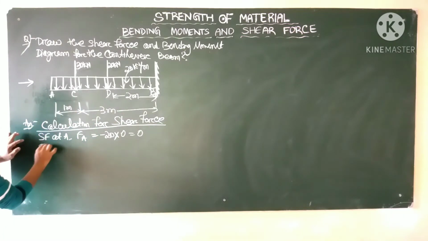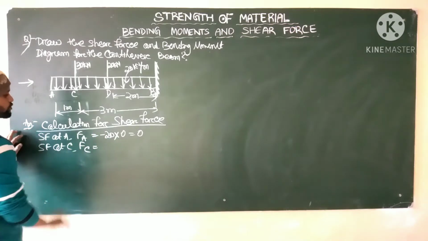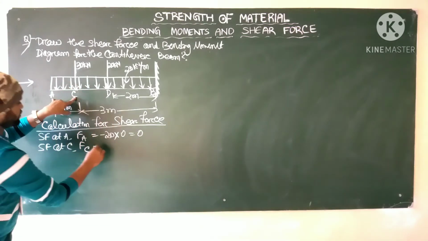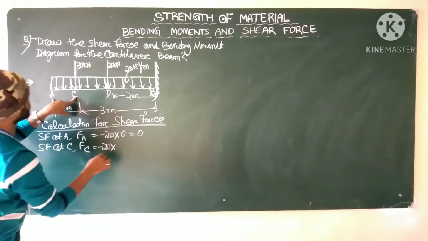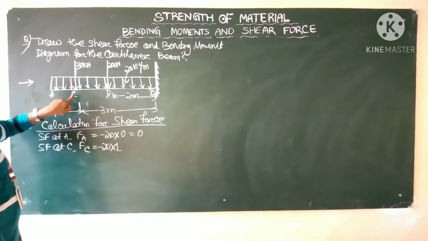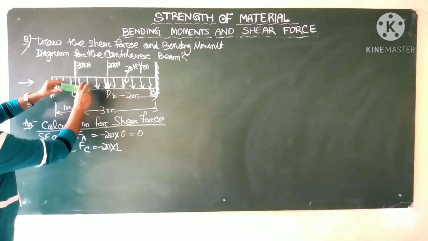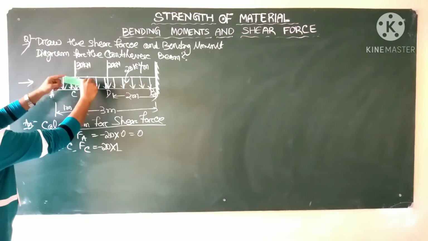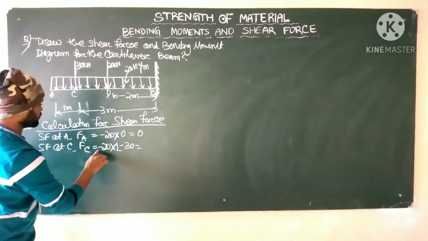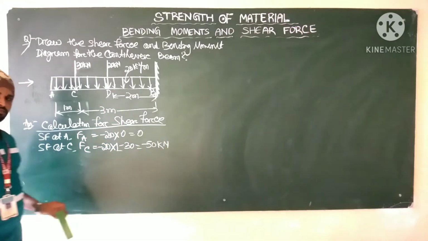Next, after A, point C comes. So shear force at C, that is FC equal to, here from A to C UDL is there. So for UDL minus 20 into the distance from A to C, which is how much? 1. And at point C there is a point load of 30 kN. Due to the point load, the left hand side becomes downward, so minus 30. So equal to minus 20 minus 30, minus 50 kN.